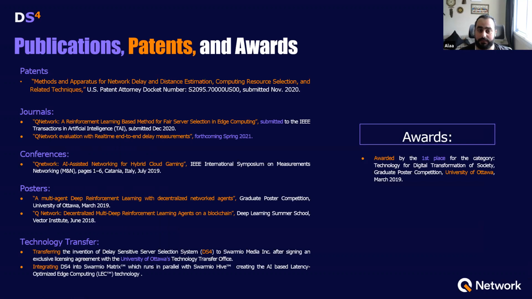So this project has produced a few publications. It received first award in the category of technology and digital transformation in the graduate poster competition at the University of Ottawa in March 2019. And we also signed a patent that was accepted, I think, 2 weeks ago. There were two journals, a conference paper, a few posters, and also a technology transfer in order to be deployed and applied in Qvalue's network. It was licensed, and I think it was implemented around the beginning of this month.